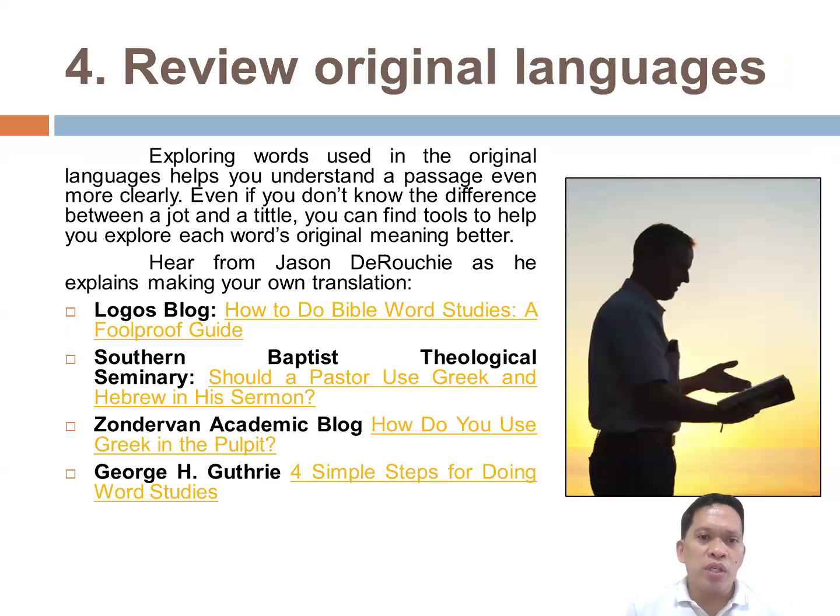Now, the fourth step is review original languages. Now, sometimes we do not have the basic knowledge of languages in which the Bible is written, in Greek and Hebrew, and sometimes we do not have much knowledge of Greek and Hebrew. Exploring words used in the original languages helps you understand a passage even more clearly. Even if you don't know the difference between a jot and a tittle, you can find tools to help you explore its words' original meaning better.